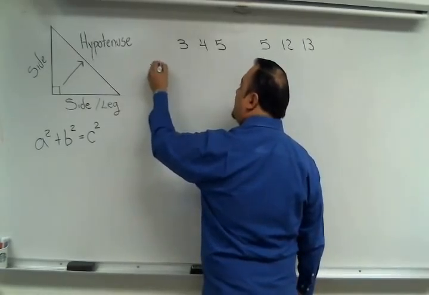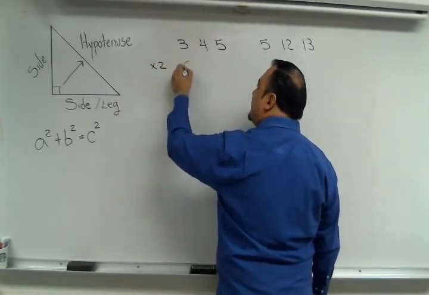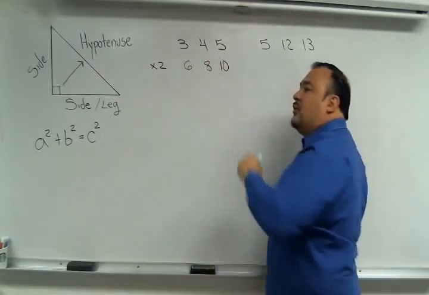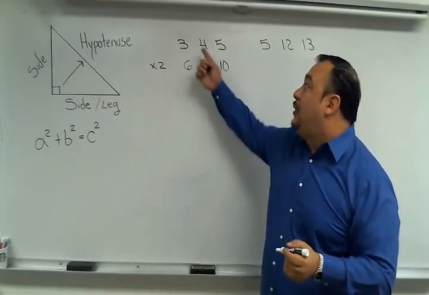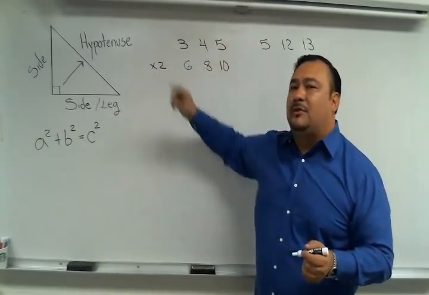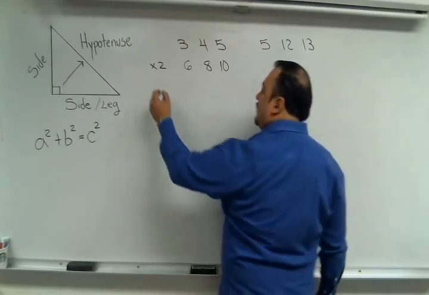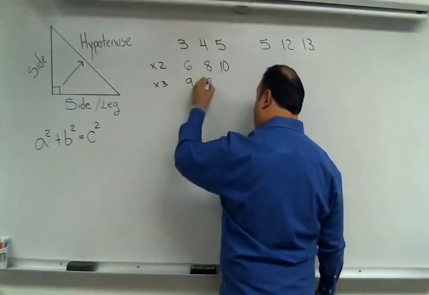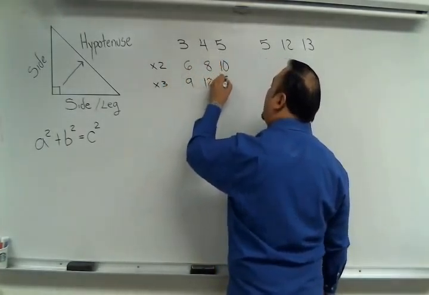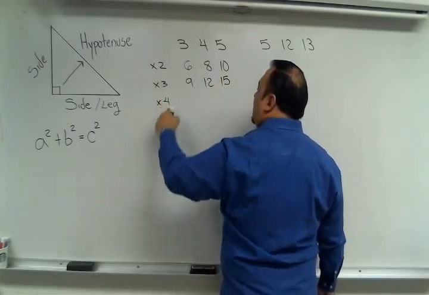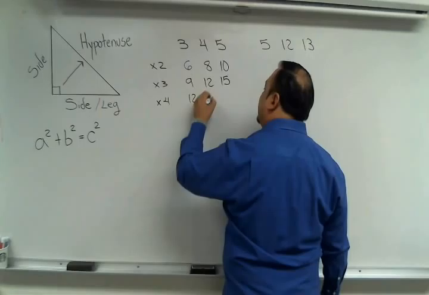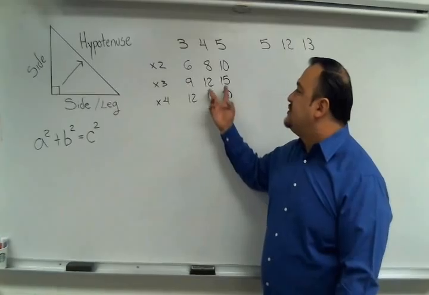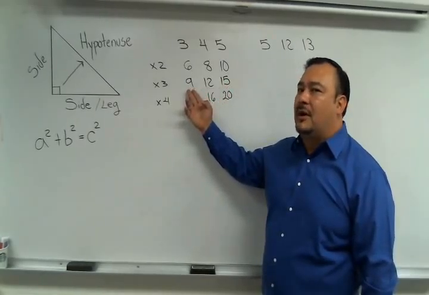If I multiply all these numbers times 2, 3 times 2 is 6, 4 times 2 is 8, 5 times 2 is 10. Those were the numbers for the second example. They're both a 3, 4, 5 triangle, but they are multiplied by a larger number. I can do it times 3. 3 times 3 is 9. 4 times 3 is 12. 5 times 3 is 15. Times 4: 3 times 4 is 12. 4 times 4 is 16. 5 times 4 is 20. So if you happen to recognize two of these numbers, then you already know what the third number will be.